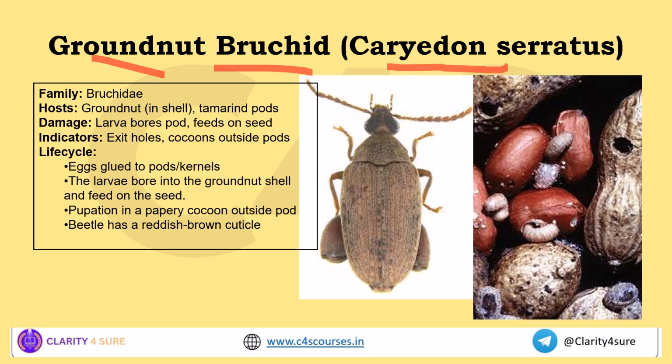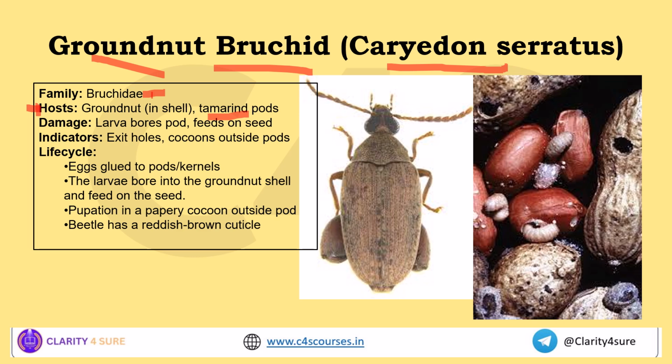Again, these pests are from the Bruchidae family. As we have discussed earlier, the pulse beetle was also from this family. The host of this pest is groundnut, as the name suggests, and also tamarind pods. The damage caused by these pests is that the eggs are laid by the adult on the pod shell. The larva goes into the pod and feeds on the seeds.